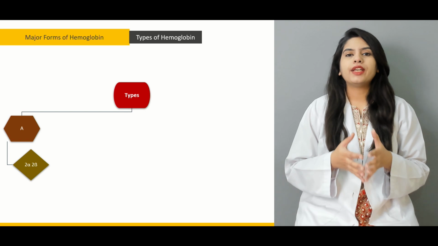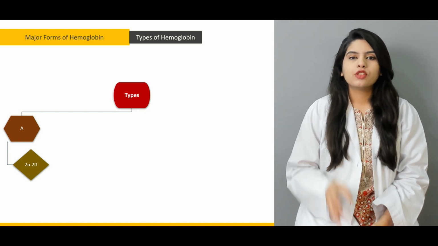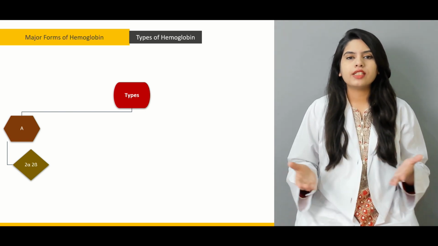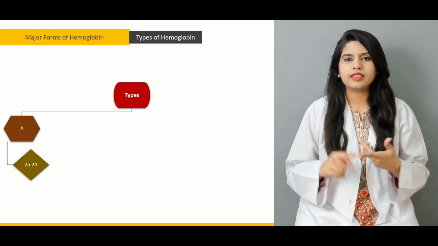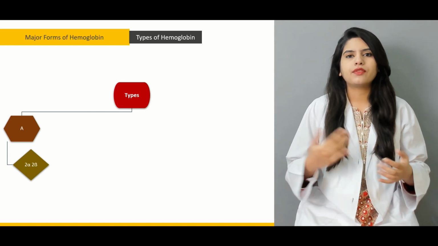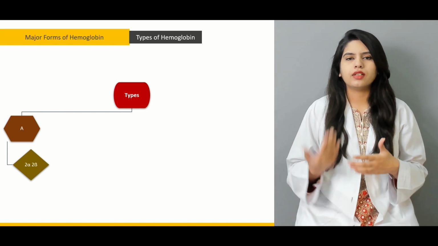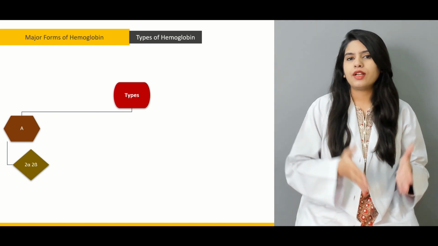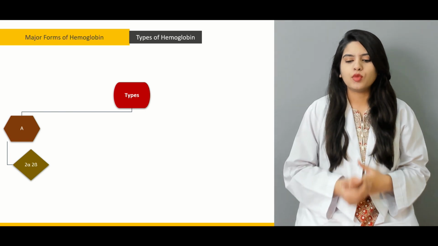Now let me tell you here that hemoglobin is composed of 4 chains: 2 alpha chains and 2 non-alpha chains. These non-alpha chains can be beta, gamma, delta or zeta chains depending upon the condition of the person, whether he is suffering from thalassemia or is a normal individual, an infant, and so on. So in a normal adult, there are 2 alpha chains and 2 beta chains, and the hemoglobin type is type A hemoglobin.